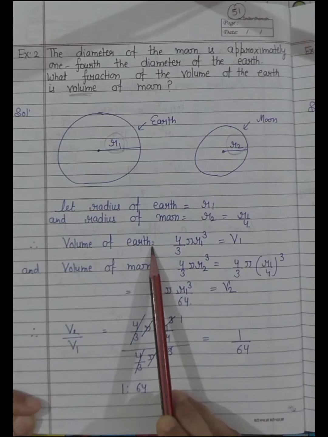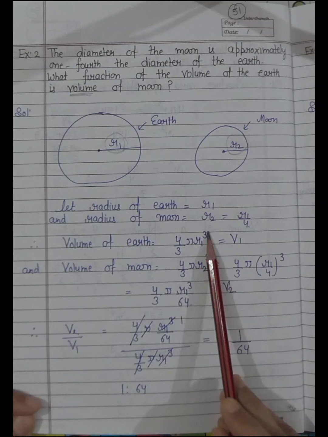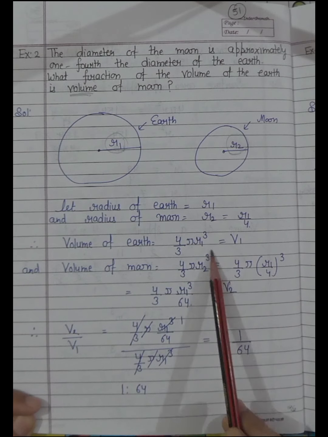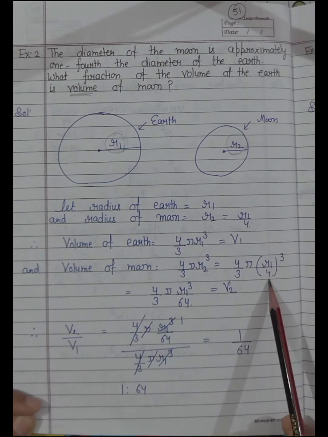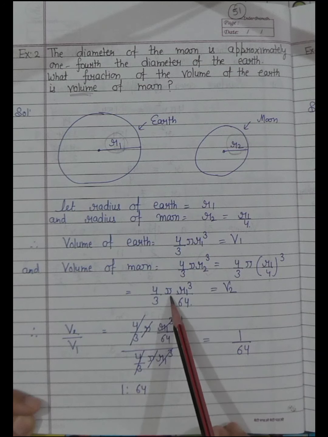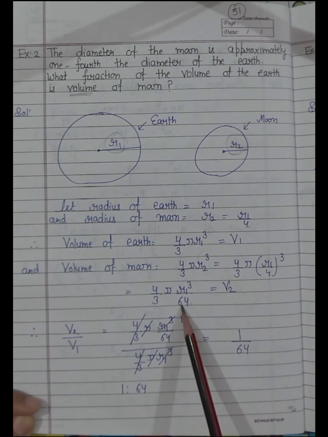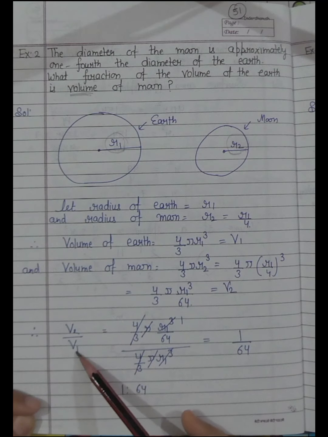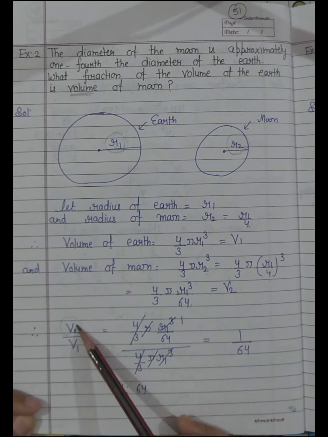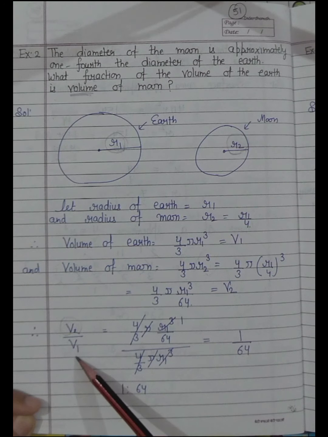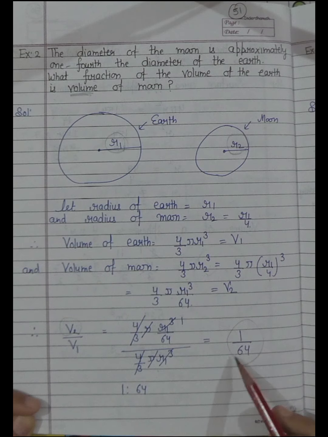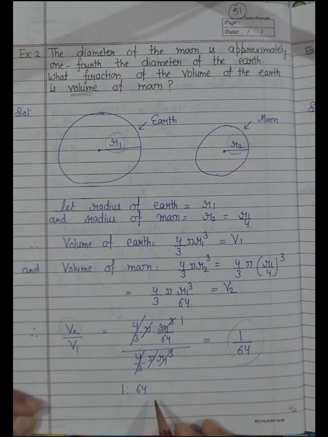So the volume of Earth will be 4 by 3 pi r1 cube, and the volume of Moon will be 4 by 3 pi r2 cube. By putting the value of r2 as r1 by 4, I am getting the value of V2 as 4 by 3 pi r1 cube by 64. Now V2 by V1. This time I have taken the volume of Moon in the numerator and the volume of Earth in the denominator. After cutting all the values, I am getting 1 by 64, means 1:64.